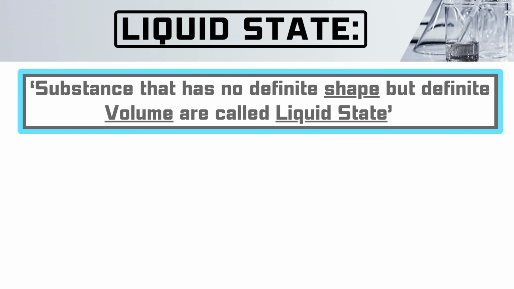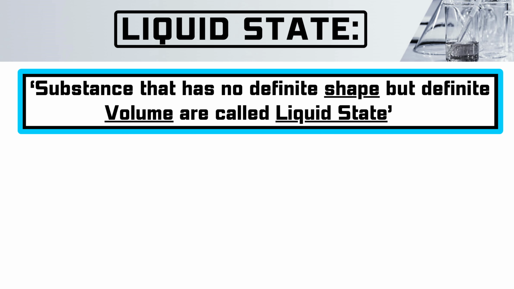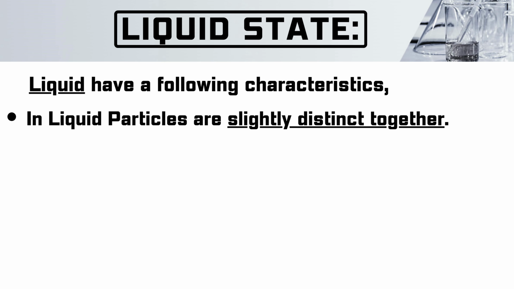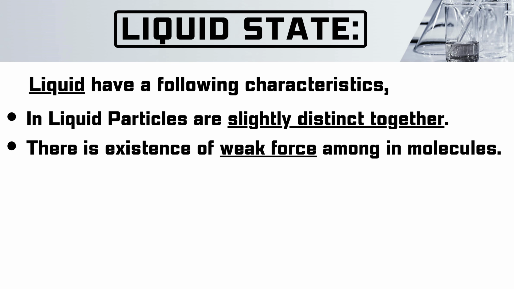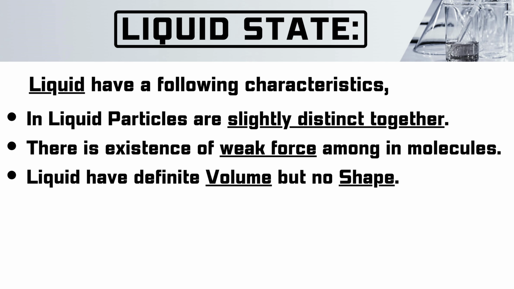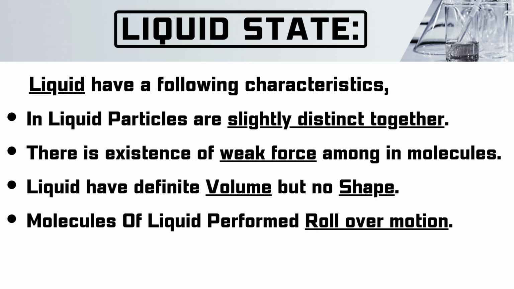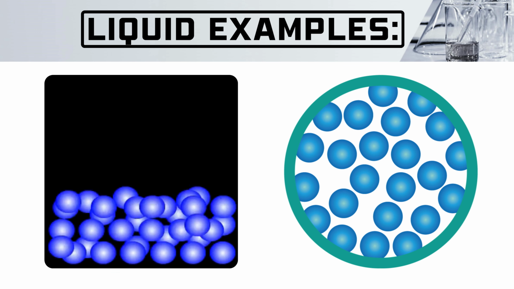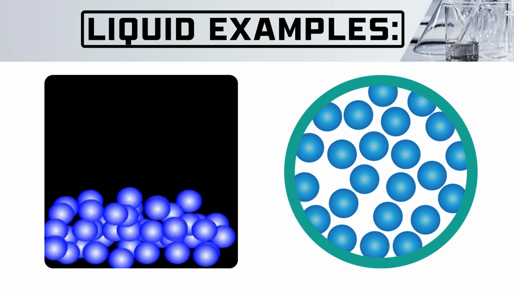Liquid state. A substance that has no definite shape but definite volume is called a liquid. Liquids have the following characteristics. In liquids, particles are slightly apart. There is the existence of weak force among the molecules. Liquids have a definite volume but no definite shape. Molecules of liquid perform rolling motion. In this example, you can see that the liquid particles are at a certain distance between the atoms and molecules.